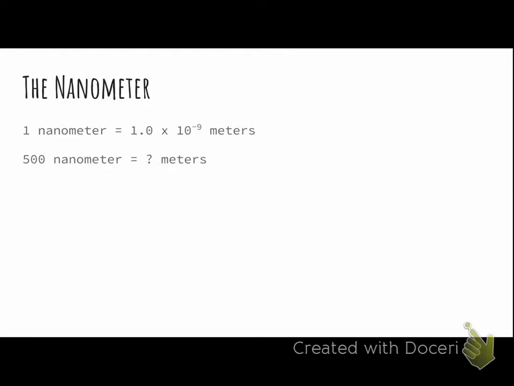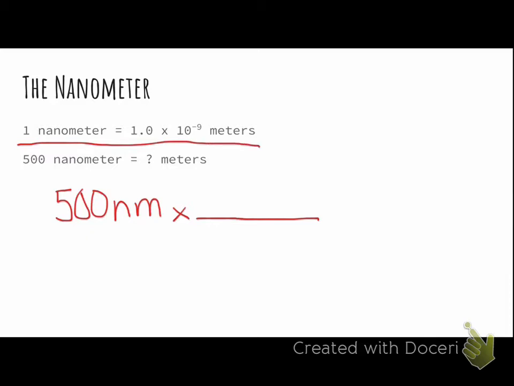But here's our example. So if we have a wave that has a wavelength of 500 nanometers, we need to convert it into meters. We're going to do it just like this. So we have 500 nanometers. And we're going to set up an equivalent statement. So we already have our statement here. In order for my nanometers to cancel, it must be on the bottom. So 1 nanometer is here.